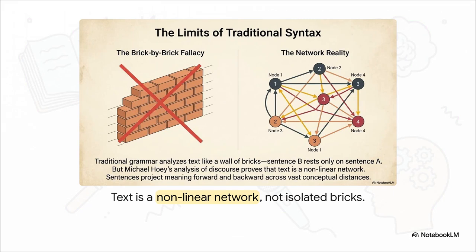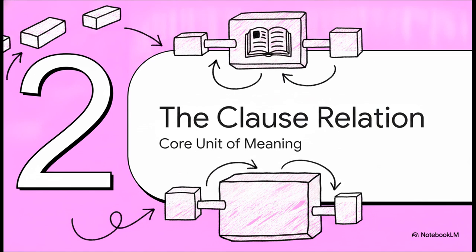Traditional grammar kind of implies that sentence B rests entirely on sentence A, almost exactly like a brick resting on the one immediately below it in a wall. But Hoey's analysis proves that text is actually a nonlinear network. It's so much more dynamic. Sentences project meaning forward and backward across vast conceptual distances. Node 1 isn't just connected to Node 2 next door. It's firing signals all the way across to Node 4. It's a living web.